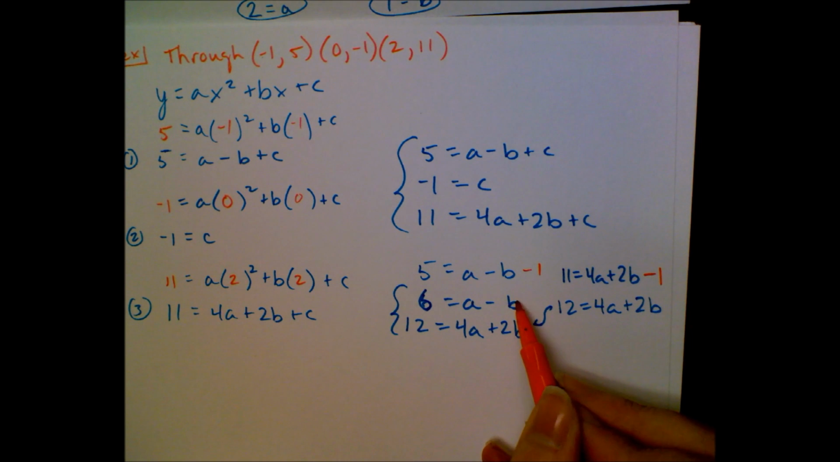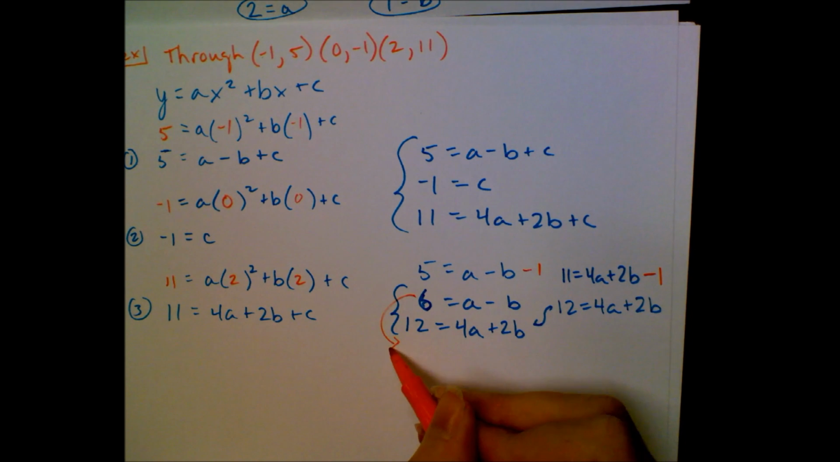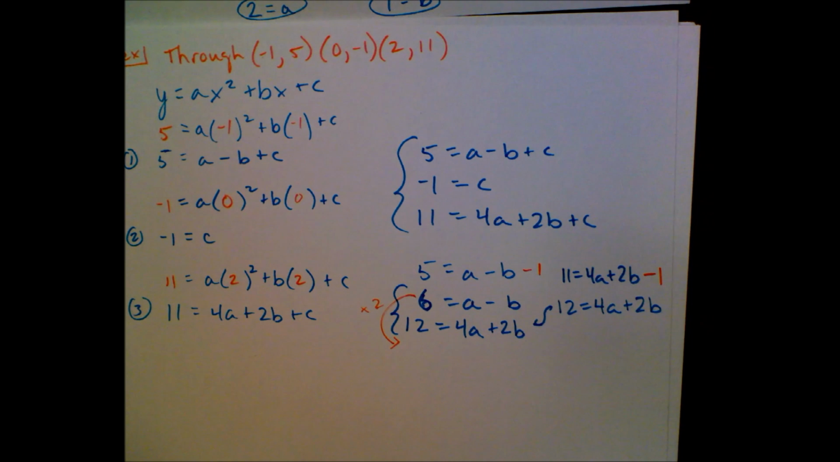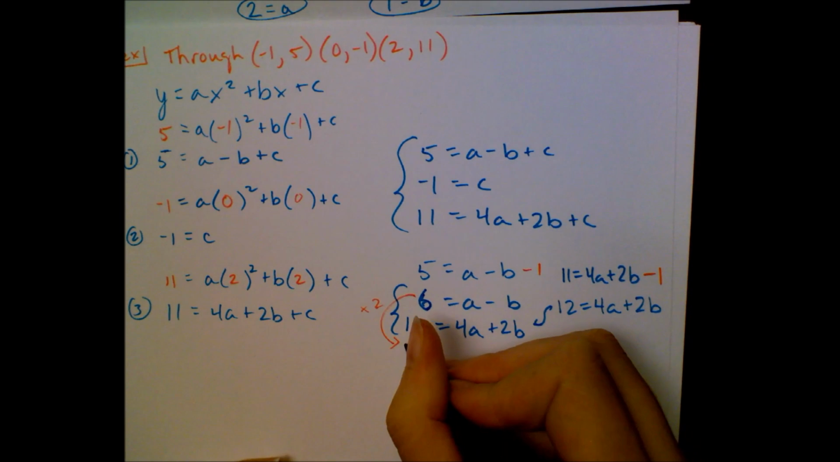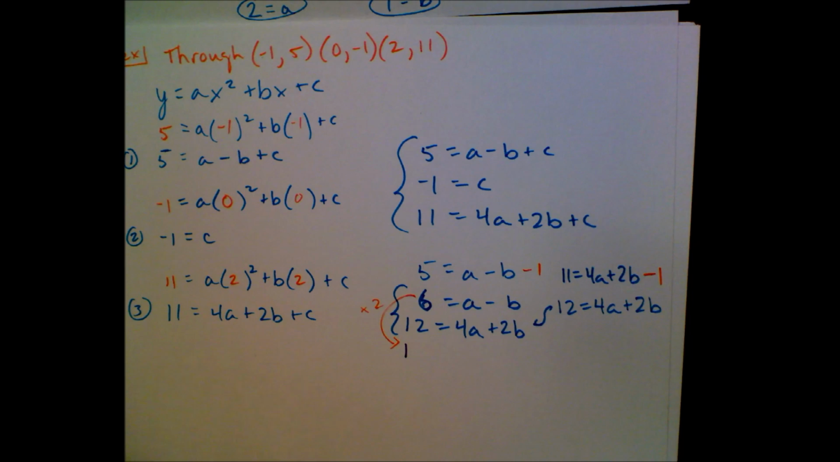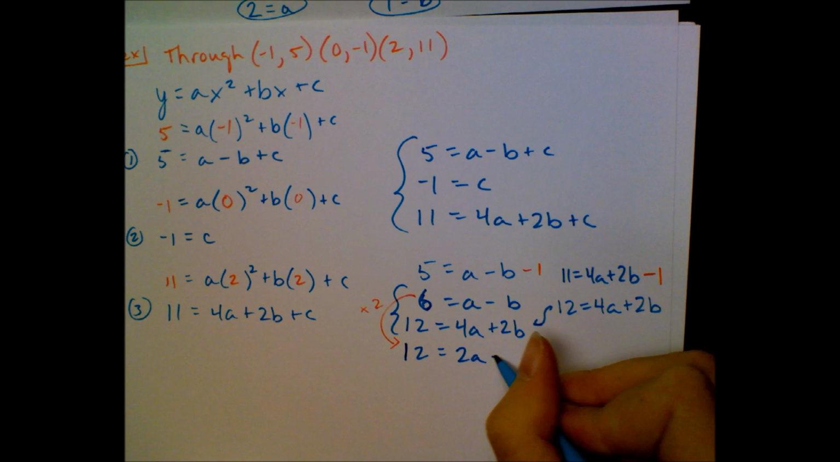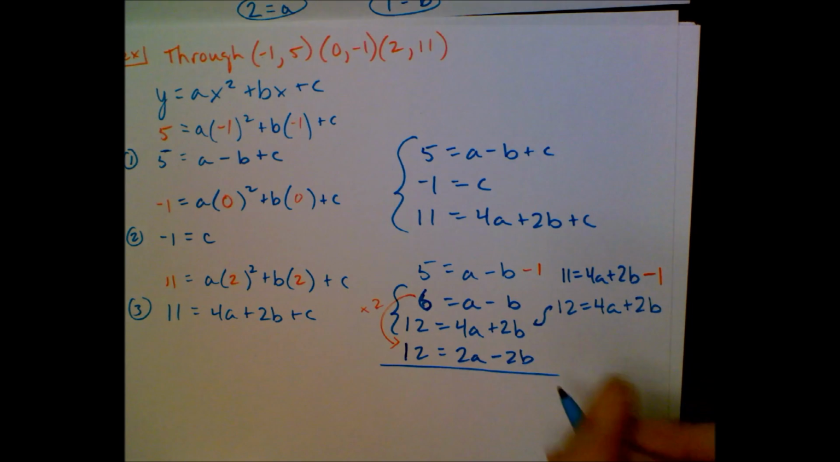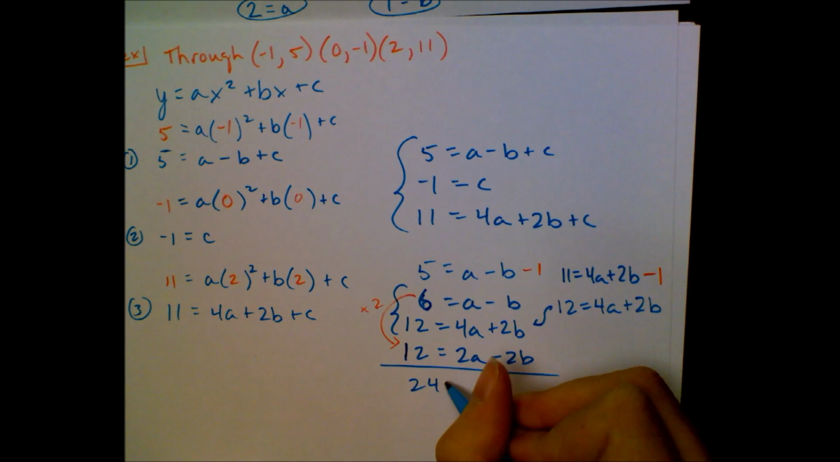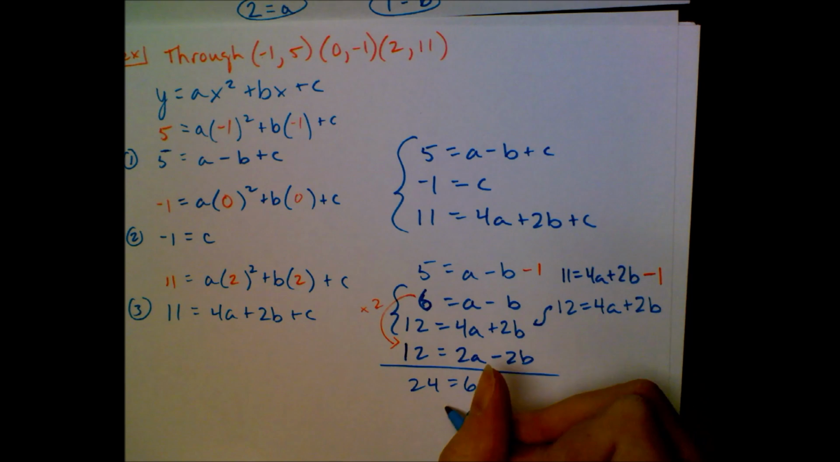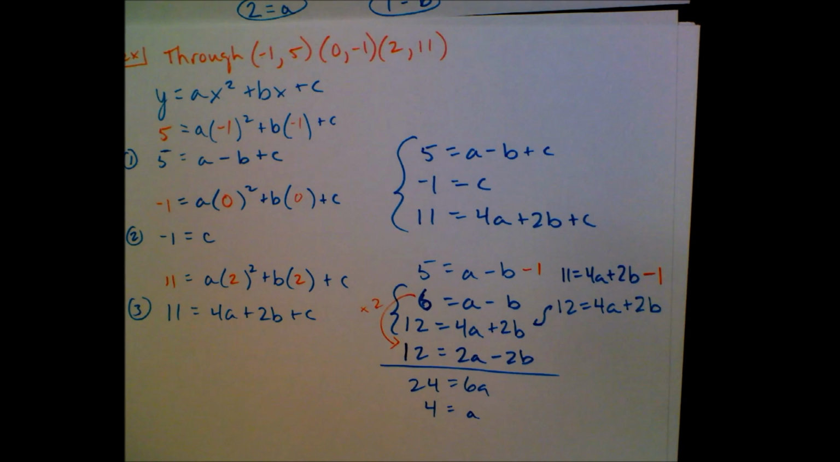I can multiply this one by 2 again. Jeez, this is just like the last one. Won't always be by 2, but it works out because now I get 12, 2a minus 2b. That was a coincidence. So I'm going to get 24 equals 6a. A would equal 4. What do I need now?